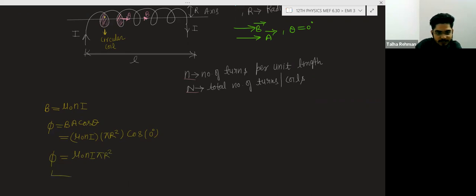So what is this? This is the magnetic flux linked with coil 1 of the solenoid.